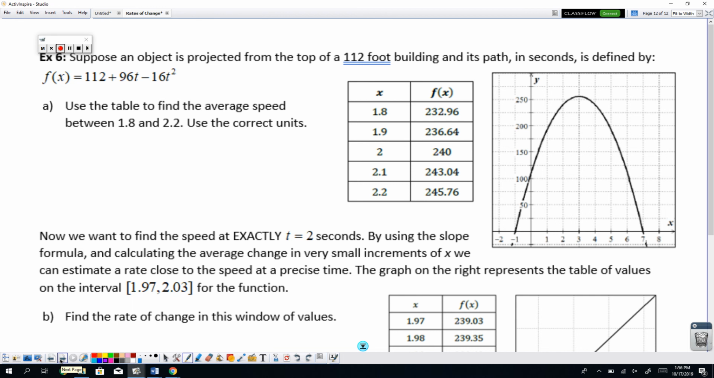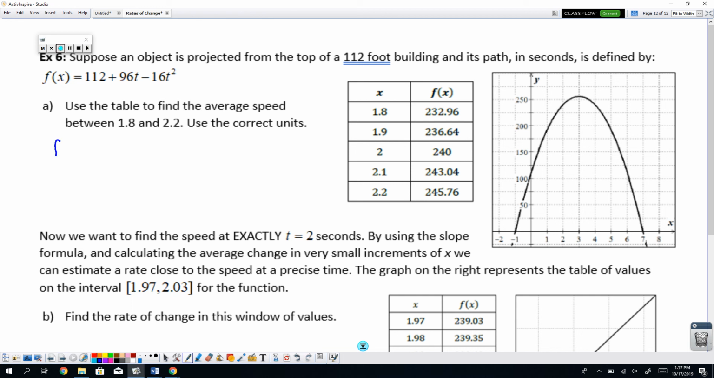So what we're going to do now is it says, suppose an object is projected from the top of a 112-foot building and its path in seconds is defined by. Now, one thing that's really nice about this example is that we actually have a table where we can find the average speed. So I don't actually have to plug this one in. I can just find it right here in my table. So we're doing the same exact thing.